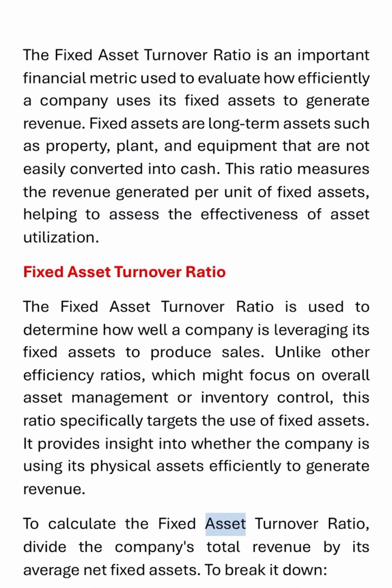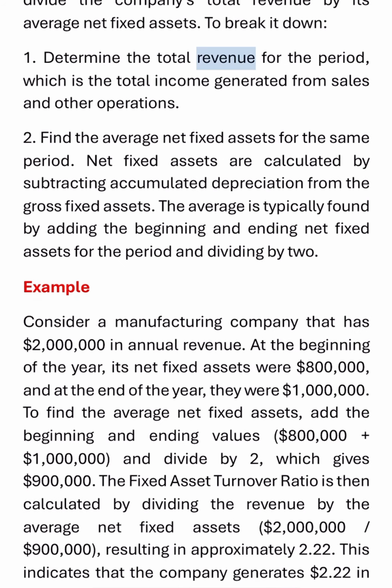To calculate the fixed asset turnover ratio, divide the company's total revenue by its average net fixed assets. To break it down: 1. Determine the total revenue for the period, which is the total income generated from sales and other operations. 2. Find the average net fixed assets for the same period. Net fixed assets are calculated by subtracting accumulated depreciation from the gross fixed assets. The average is typically found by adding the beginning and ending net fixed assets for the period and dividing by 2.